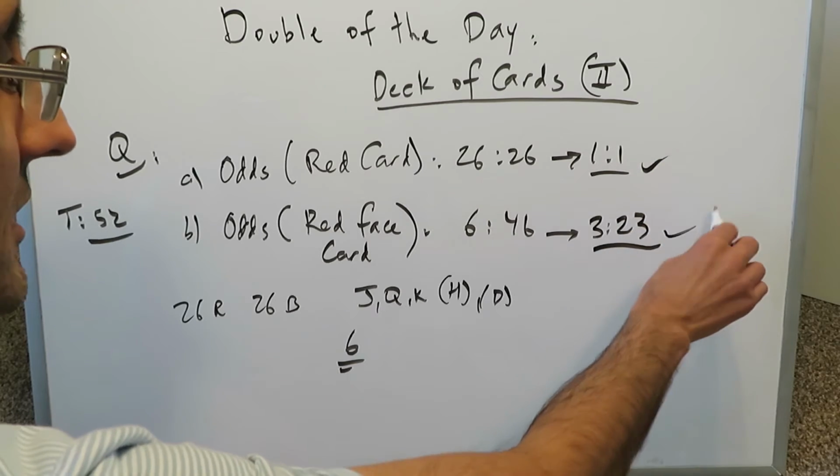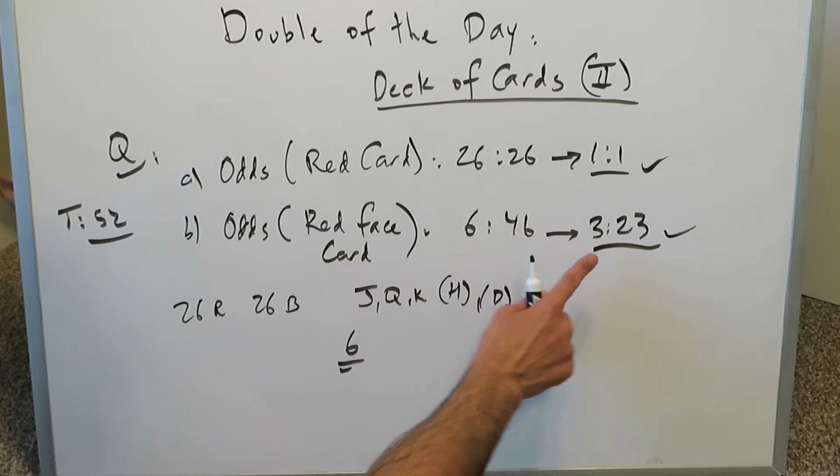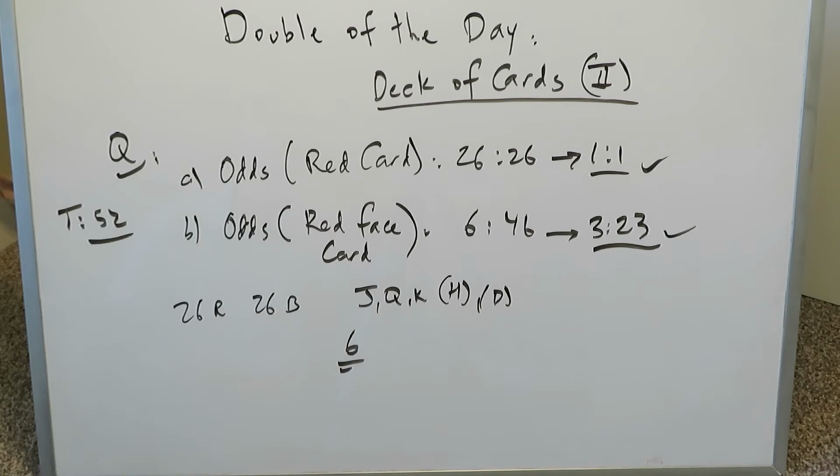And both of these answers should be good. So the odds of you obtaining a red card are 1 to 1. The odds of you obtaining a red face card are 3 to 23. Let's look at another interesting question.